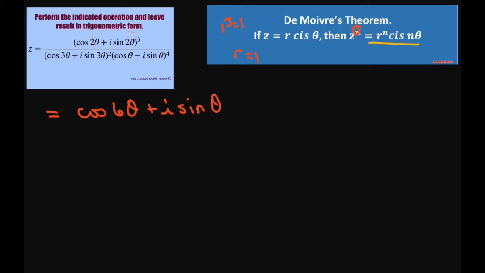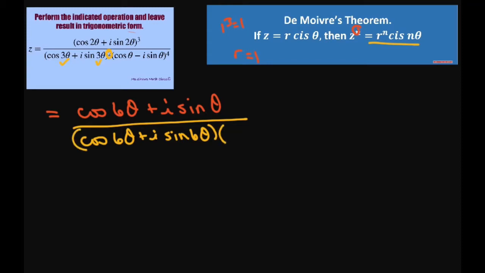All right, now we're going to do the same thing for our denominator. Take this 2 and multiply it by 3. So that just is going to give us cosine of 6 theta plus i times sine of 6 theta. All right. And then this one we're going to multiply by 4, and that's going to give me cosine of 4 theta minus i sine of 4 theta.